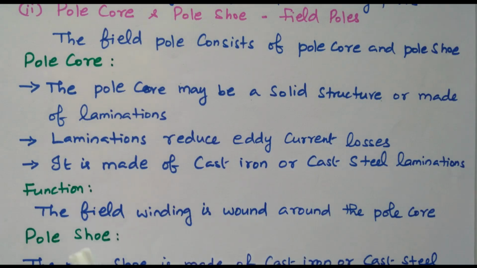So, what is the function? The field winding is wound around the pole core. So, the winding is placed in the core. Pole core means there is nothing but the place to put the windings, right. So, it will carry the field winding.